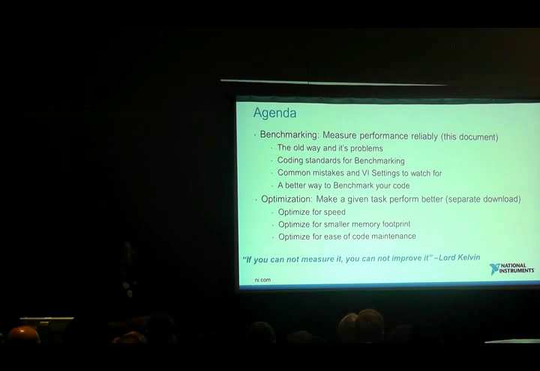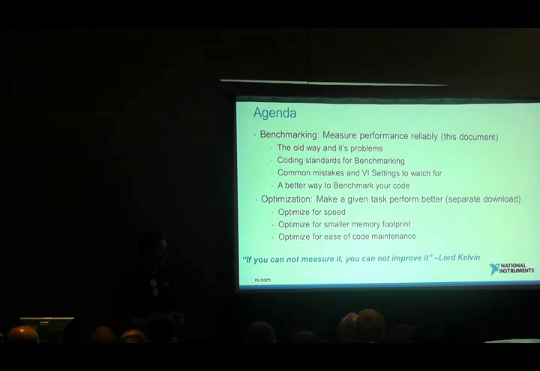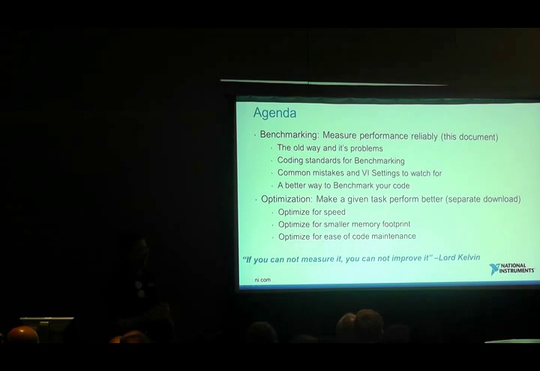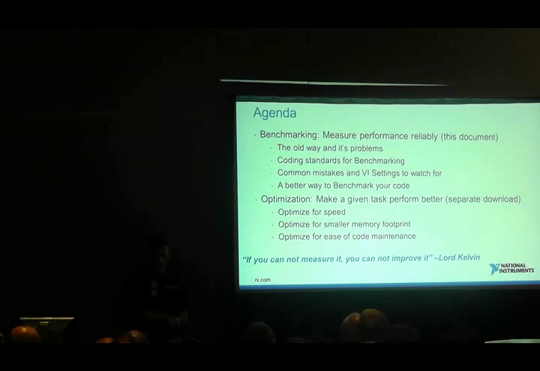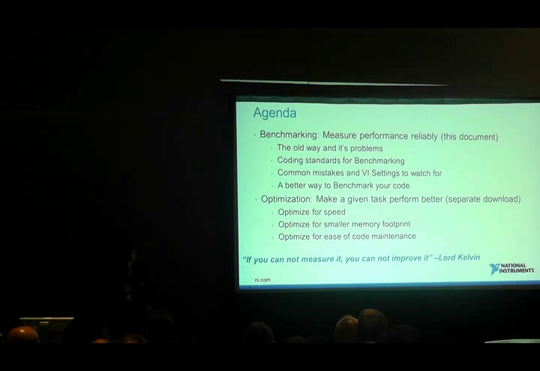All right, quick little agenda. We're going to talk about, everybody's done benchmarking, I'm sure. You probably dropped a flat sequence structure, a couple of tick counts, and some code in the center, calculated a difference. We'll go over just real quick some of the problems with that. Maybe a few coding standards, things you need to look out for. A few little mistakes, VI settings, LabVIEW settings that you might need to watch out for. And then kind of a better way to set up that benchmarking code so you get good results. And optimization, I think Christian probably has some more bullet points for his part, so we'll just let that sit and let him cover it when he gets to it.